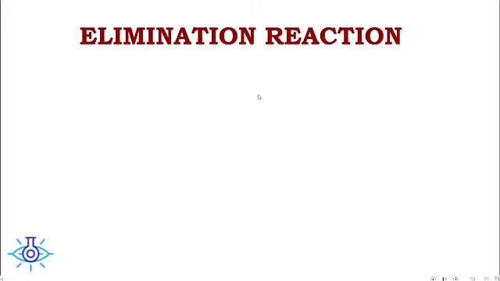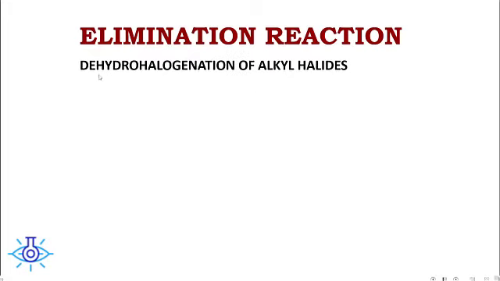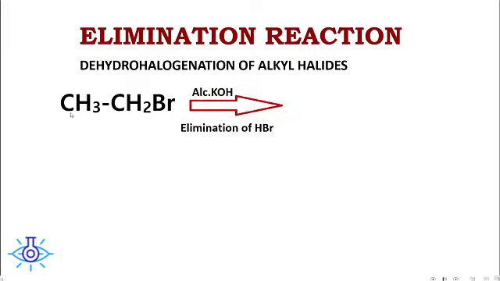Next is the elimination reaction. Dehydrohalogenation of alkyl halide is a very good example of elimination reaction. Elimination reactions are those in which one group will be lost from the neighboring atoms. Now look at this compound. This is bromoethane. So there is elimination of one bromine from here and a hydrogen from here.